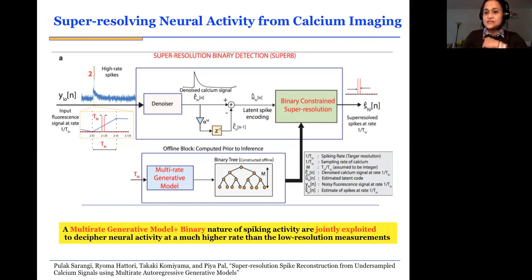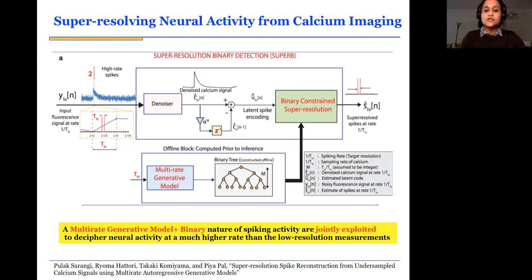So is there any hope in solving this problem? We showed that yes, there is. People in neuroscience typically use sparsity, but even when they use sparsity, they only get a spike representation which is at the same rate as the calcium. So if calcium is sampled at 60 hertz, they also get a spike estimate at 60 hertz, okay? We are trying to do something different. We're trying to get the spiking estimate at 1 kilohertz.